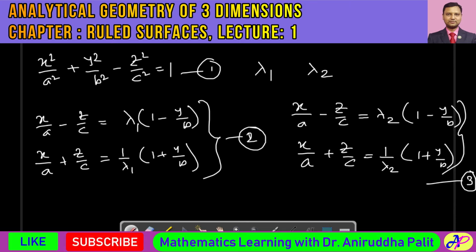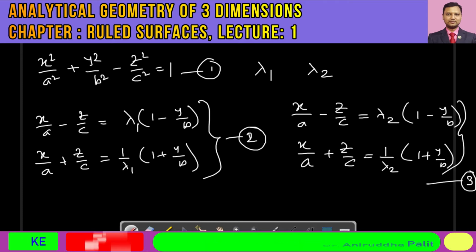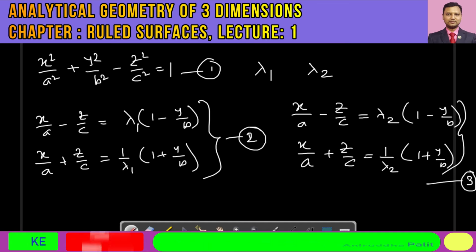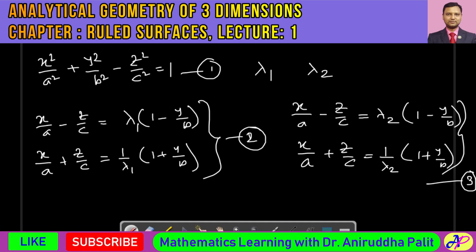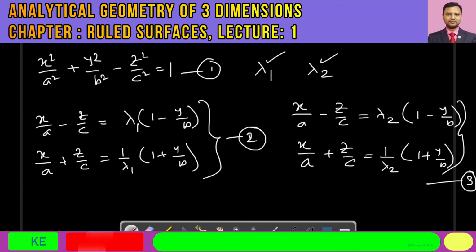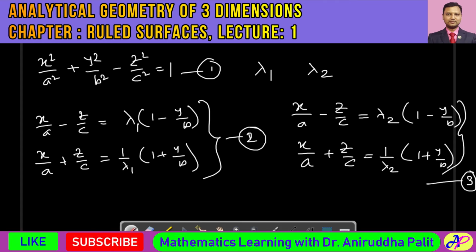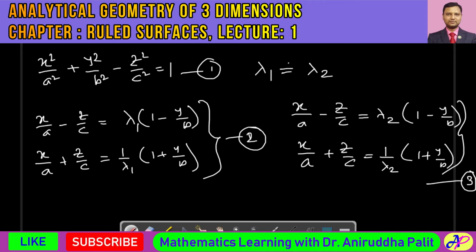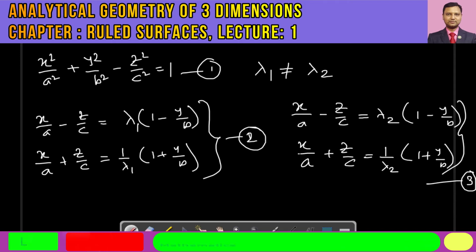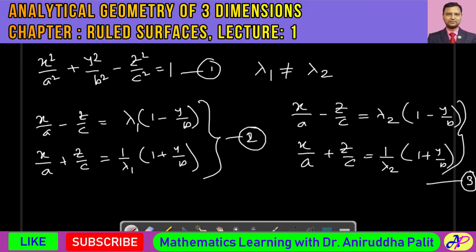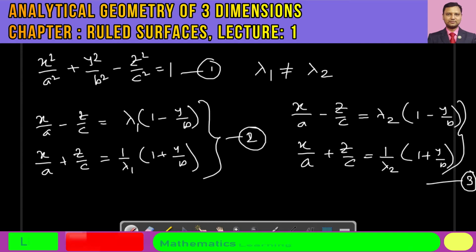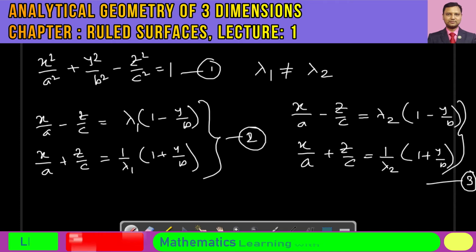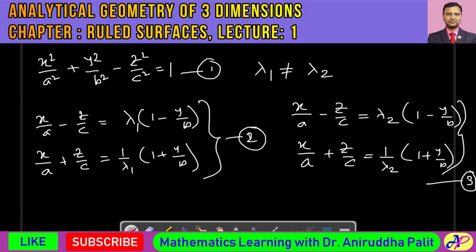Now you see, we are going to show that this equation number 2 and 3 would never intersect. We are going to show that whatever value lambda 1 and lambda 2 are, equation number 2 and 3 would never intersect. And of course, over here lambda 1 is not equal to lambda 2, otherwise both of these two equations will coincide with each other. So if lambda 1 is not equal to lambda 2, then we are going to prove that 2 and 3 will never intersect at all.